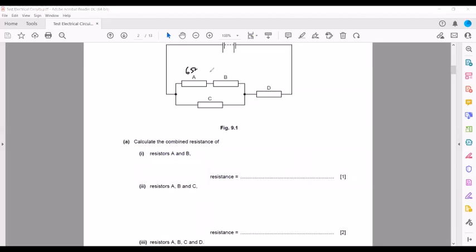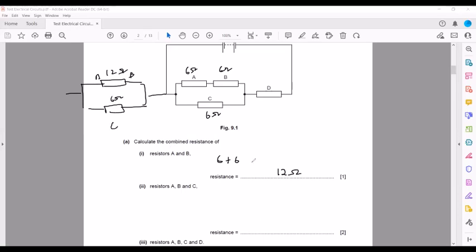A and B are connected in series. A is 6 ohm, B is also 6. Whenever two resistors are connected in series, to get the combined resistance, we add, so it will be 6 plus 6, 12. Then we need the combined resistance of A, B, and C. The combined resistance of A and B is 12, and C is 6 ohm. They are in parallel.